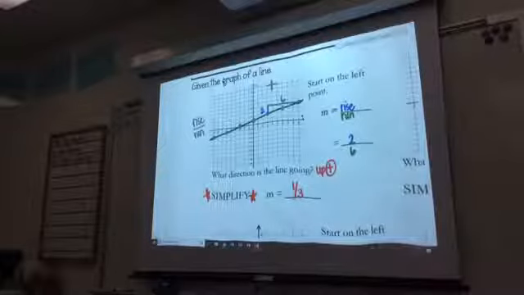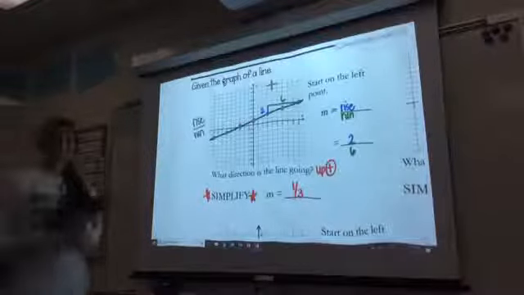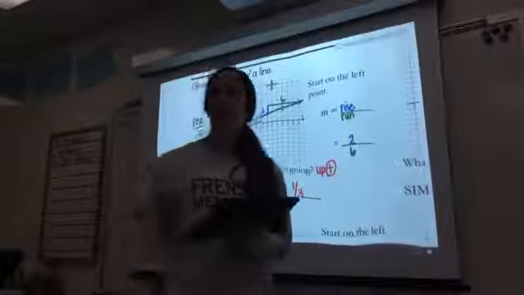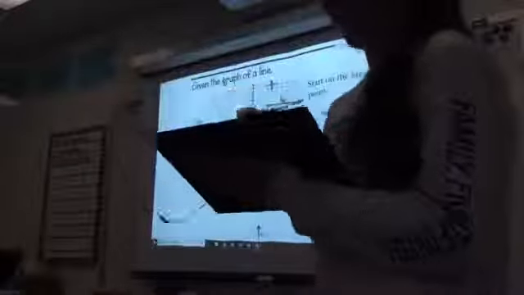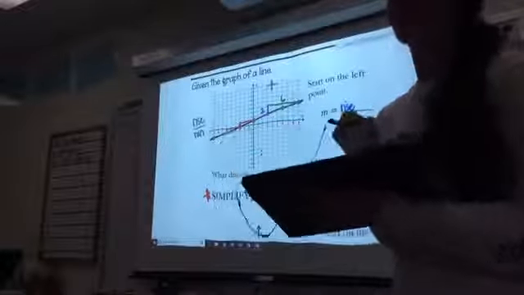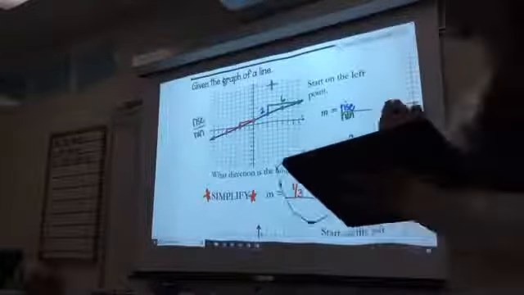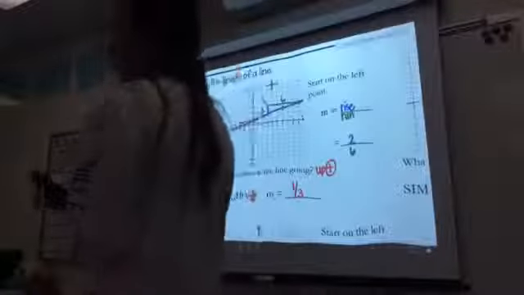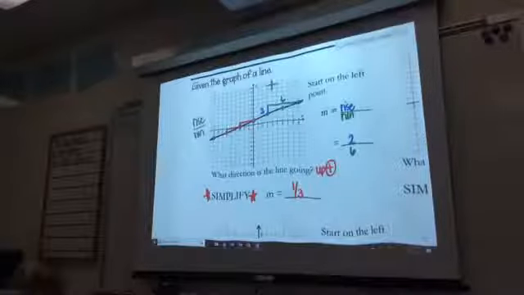3. 1 over 3. Are we okay with that? Yep. Now remember, that means every time I go up 1, I go right 3. So if I rose 1 and ran 3, I would run into another dot. Does everybody see that? Are we okay with this? Do you see why slope is constant? It stays the same through the whole line.